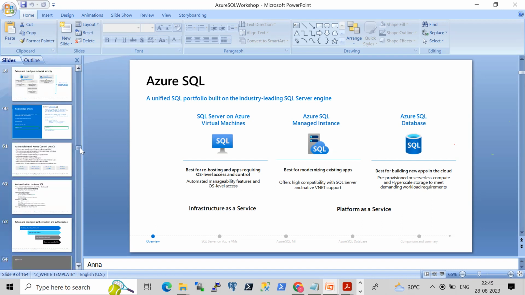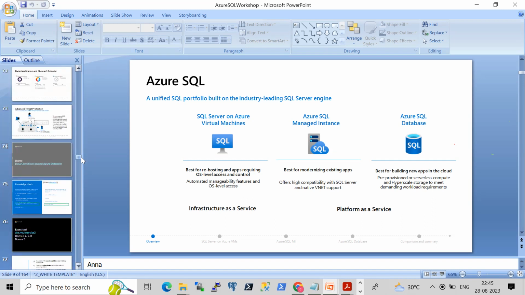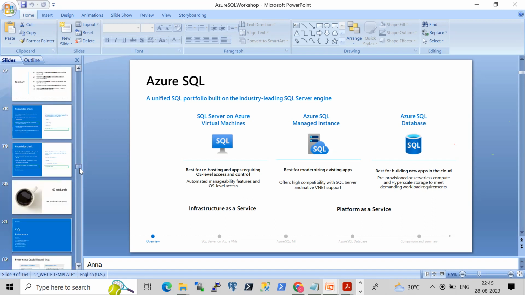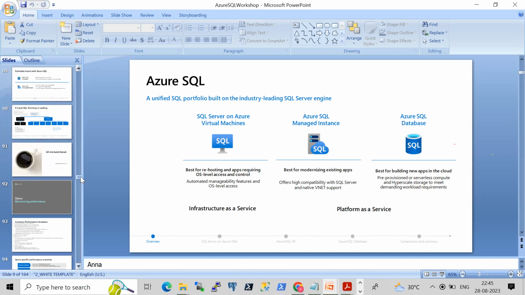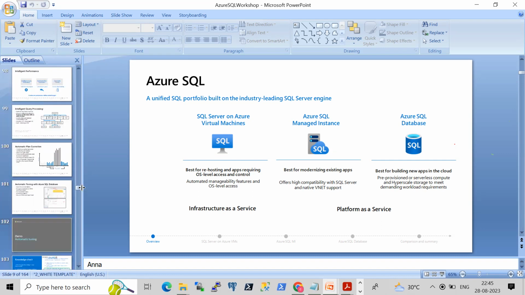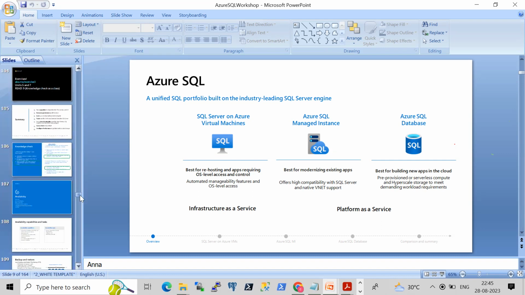So just wait for it. Oh, it's there on page number 118. So I'm going there. We are very near.